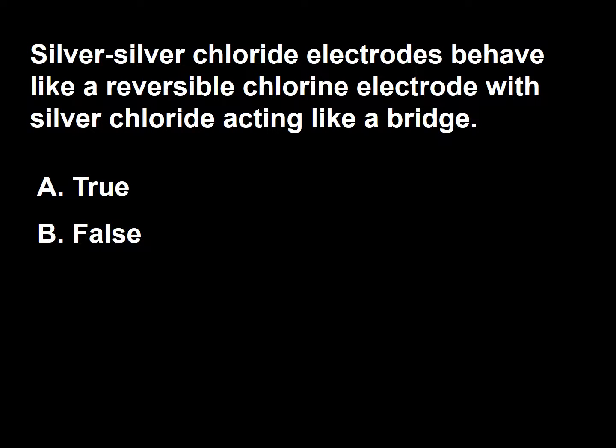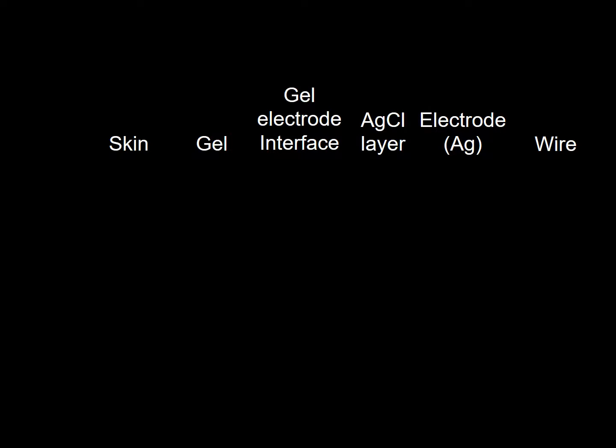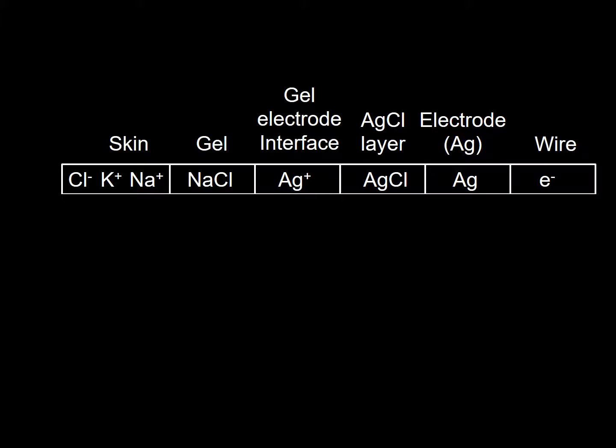Next question. Silver chloride electrodes behave like a reversible chloride electrode with silver chloride acting like a bridge. A. True, B. False. The structures listed in this frame represent the elements involved in transferring electrical activity from the scalp to the electrode wire and from the amplifier to the scalp. The rectangle below each structure lists the most common substances involved in electrical transfer.